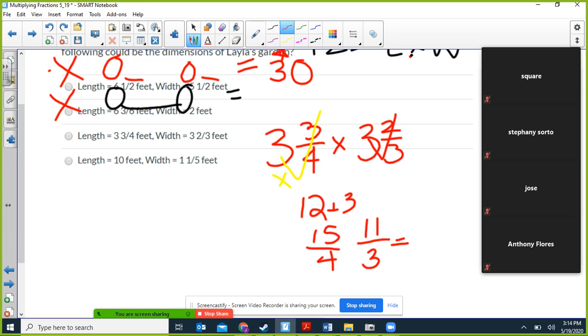So if we were to solve that, we need to just start multiplying it across. So you go back to that basic numerator times numerator, denominator times denominator. So you have 165, or 15 times 11. 4 times 3, 12. So if I took 165 and I divided that by 12, I'm going to have 13 and something over. So I know that can't be it.